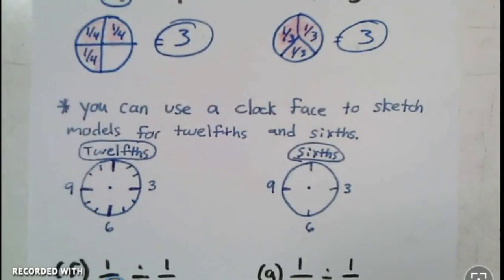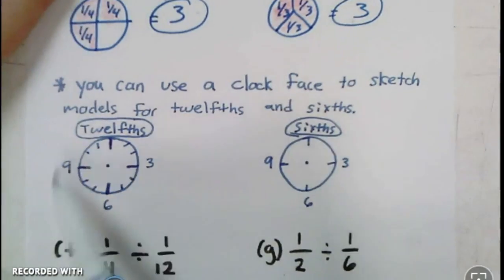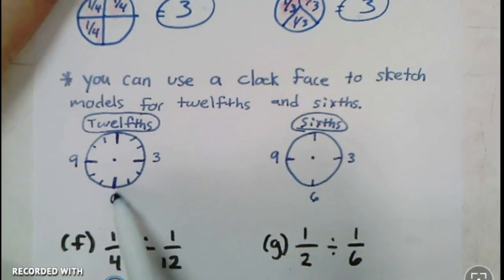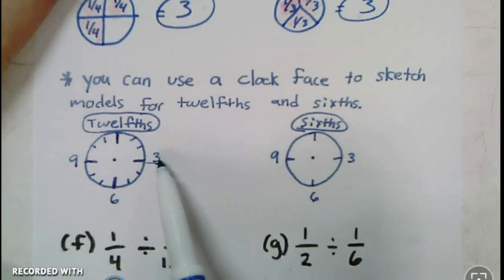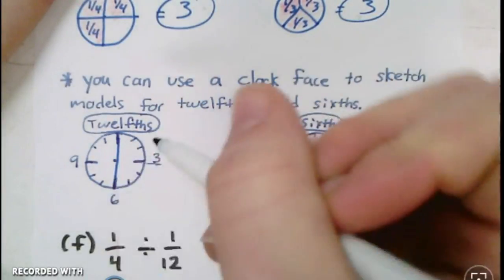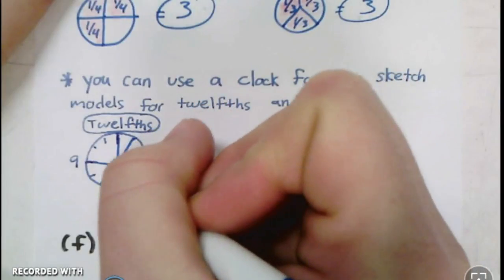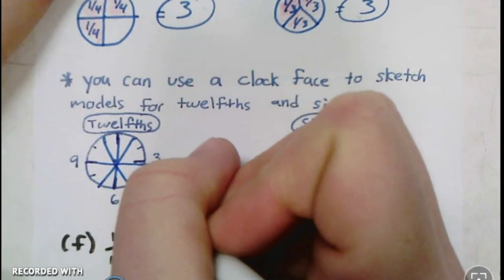Okay. So, if you have to divide by 12ths or 6ths, you can use a clock to help you figure out where those would be. On a clock, up top would be 12, down bottom would be 6. Over here we got 3 o'clock and we got 9 o'clock. So to divide this by 12ths, all these lines would be connected to each other. Go ahead and do this on your own sheet.